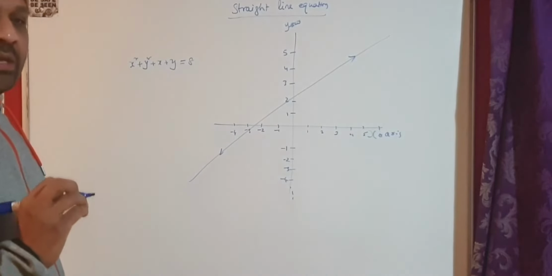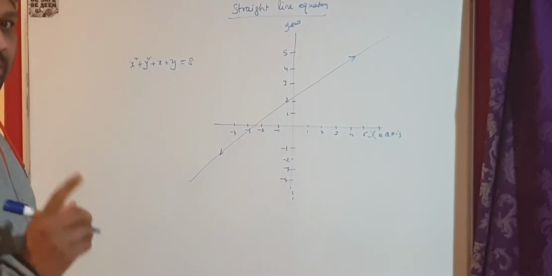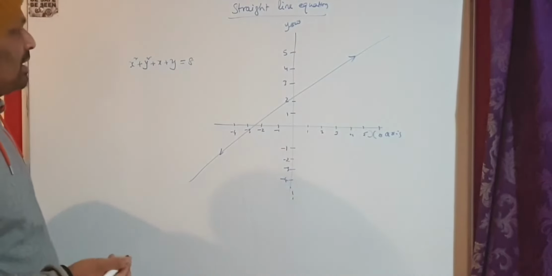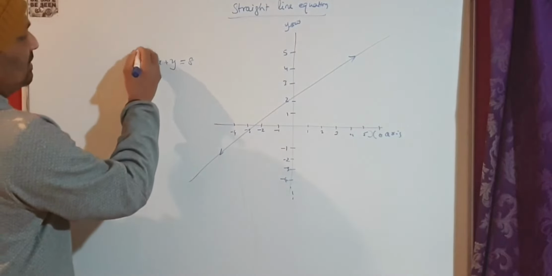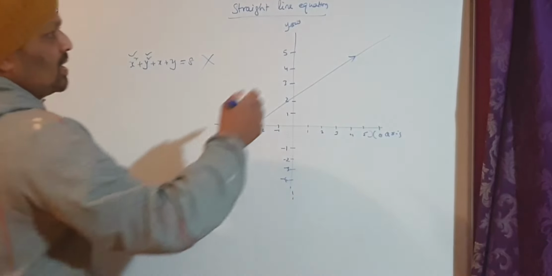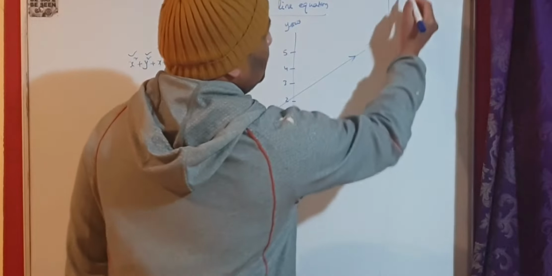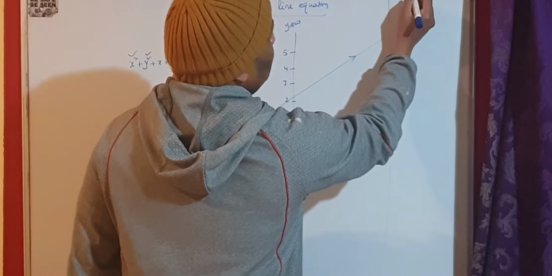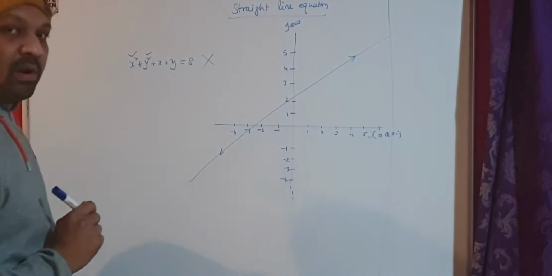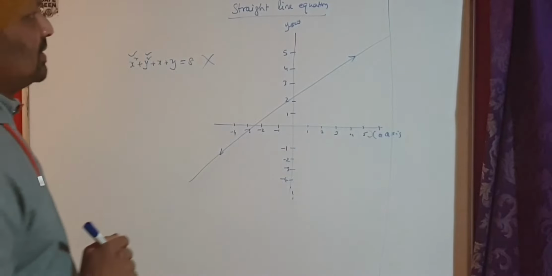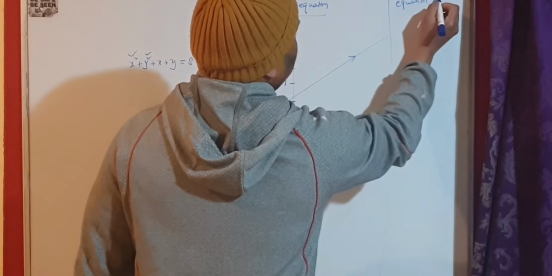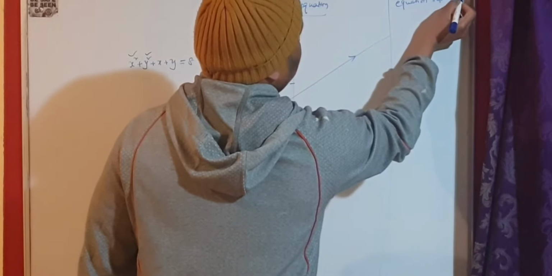A straight line equation should have only either an x term or a y term, or both x and y terms, and it may or may not have a constant. In this case, because we have an x square term and a y square term, this is not a straight line equation. So the very first thing that we learned here is to check if a given equation is a straight line equation or not. A straight line equation is also called a linear equation. So the first point is to check if the equation represents a straight line or not.